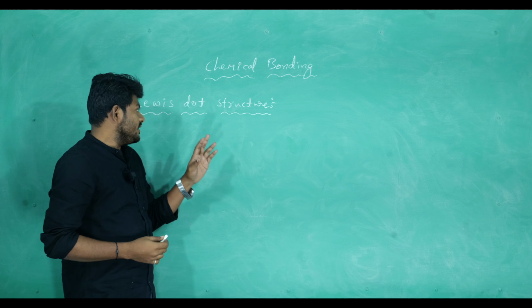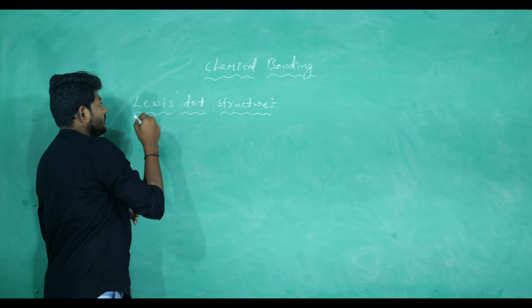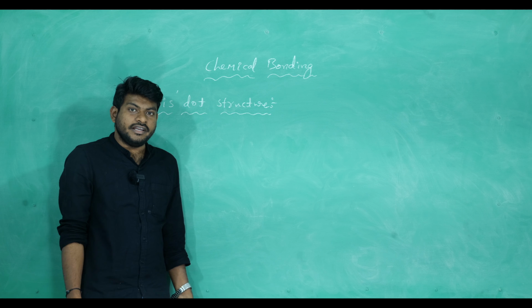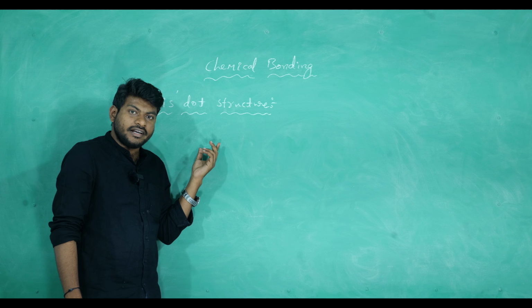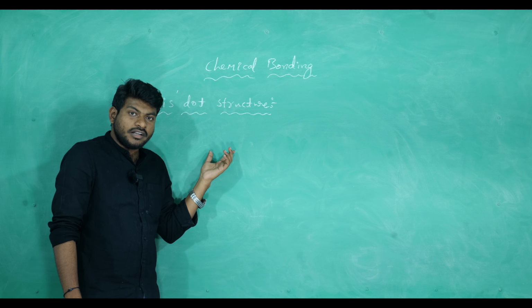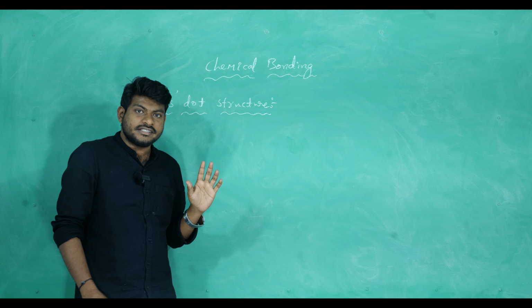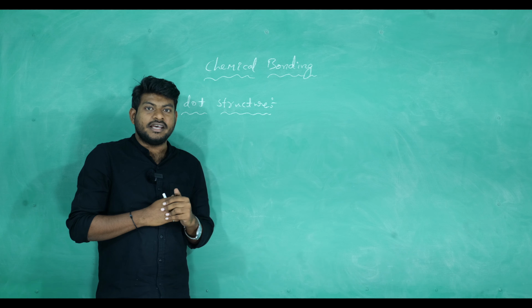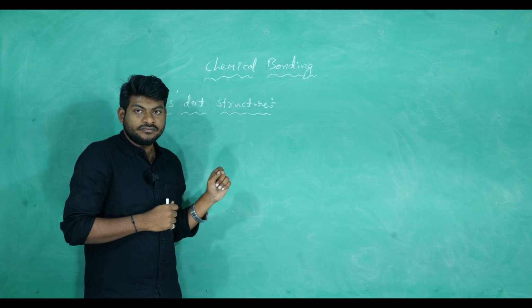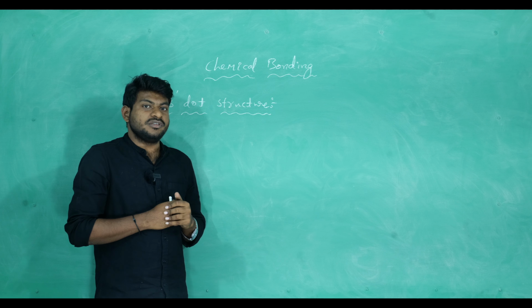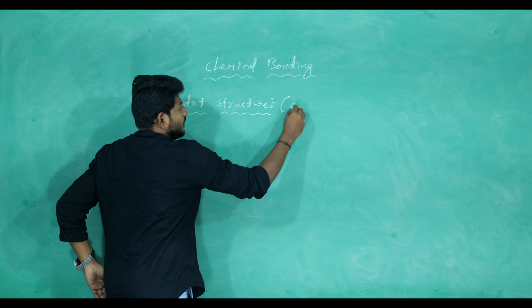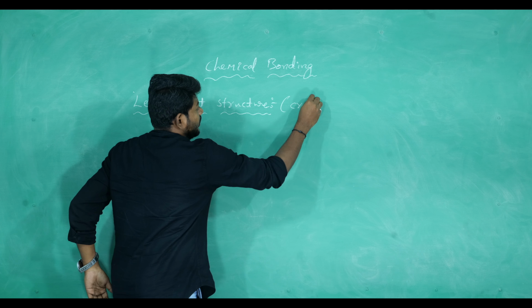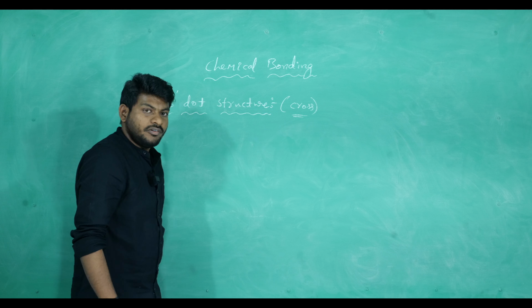This theory was explained by Lewis. He says that in this theory, the electrons in the outermost shell of the element's electronic configuration are represented as dots or a cross symbol. Whatever symbol we use, it is the Lewis dot structure.